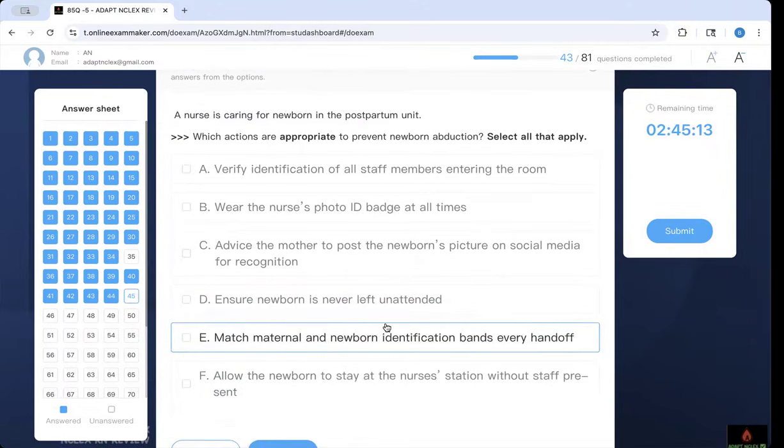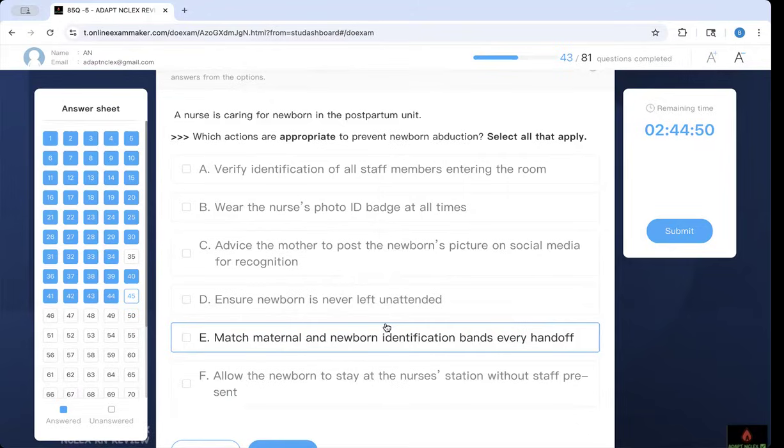And this is caring for a newborn in a postpartum unit. We are on the newborn. If you have problems with the newborn, adaptation is in my maternity content, simplicity, and newborn, a bunch of videos that can make this topic easy. Which actions are appropriate to prevent newborn abduction? What do you think? I don't want you to get lost. I don't want anybody to steal the baby.